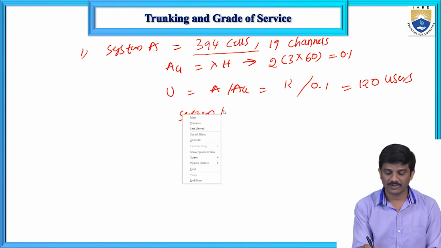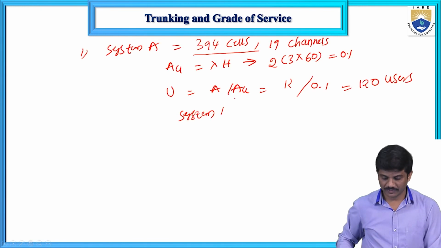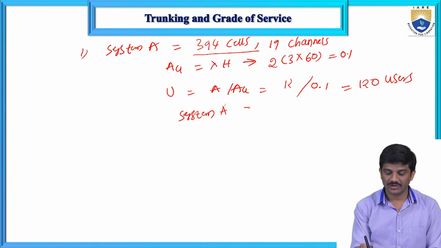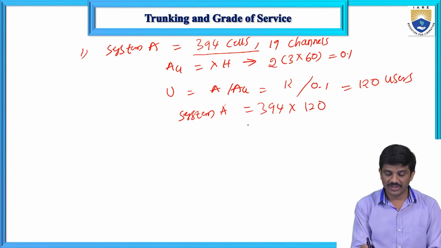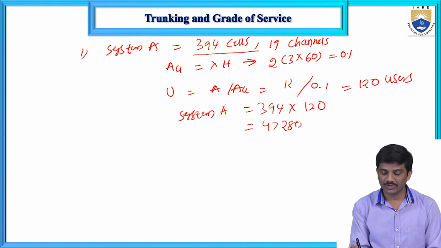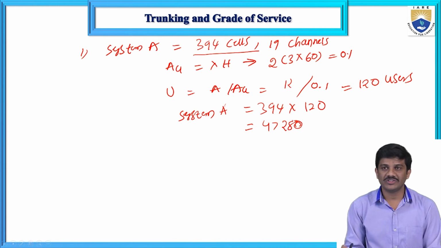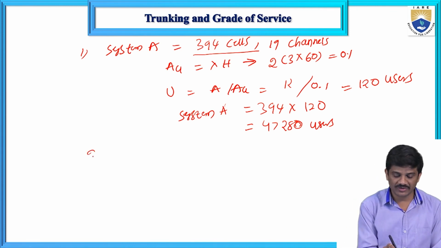System A: 394 cells into 120 users. There we can write 47,280. Total users for system A is 47,280. This is system A. Like that, system B also we can find out.